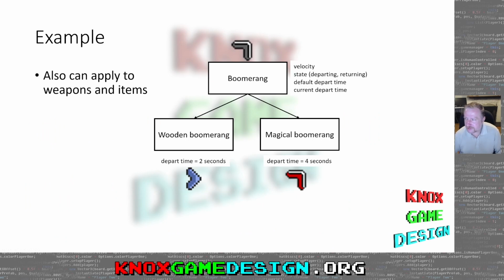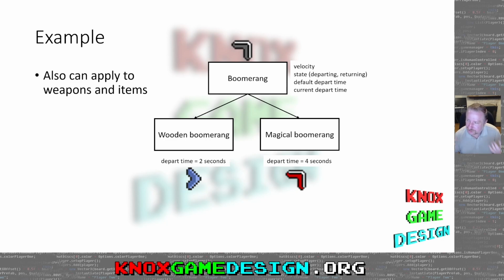And I was just showing here, this can also be applied to weapons or items, not just enemies. So you have a boomerang in Zelda. A boomerang has a default velocity, a state, whether it's departing or returning back to the player, depart time, how long it's going to go out, then the current depart time, how long it's been going out. So you can have a wooden boomerang or whatever it's called, and it would have a depart time of 2 before it starts coming back.